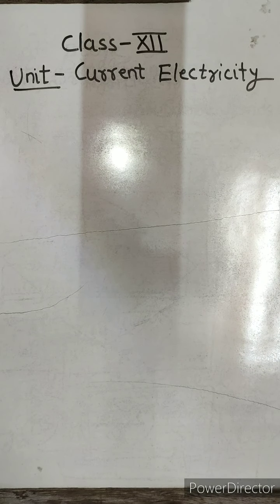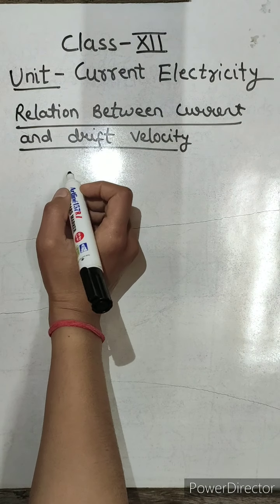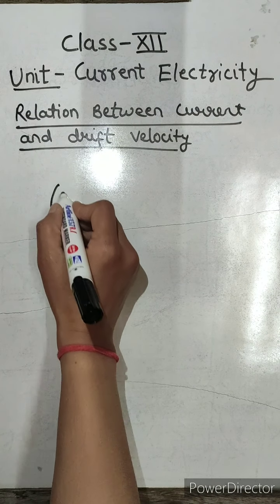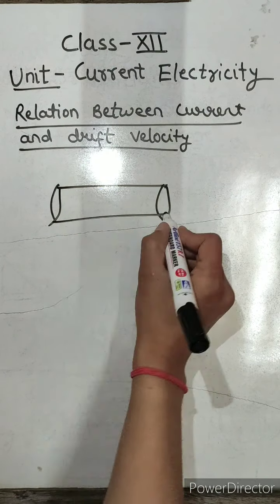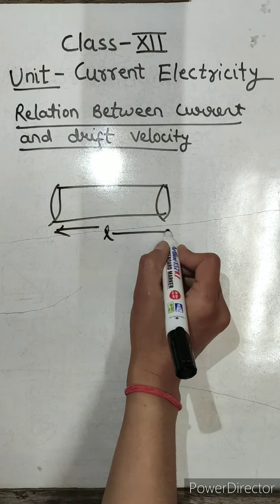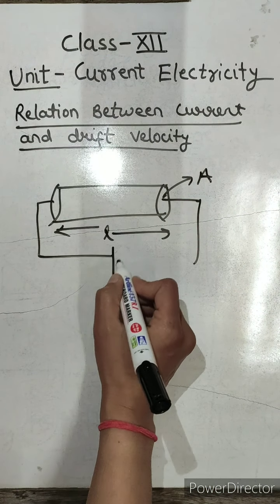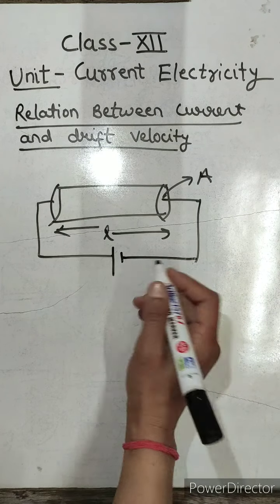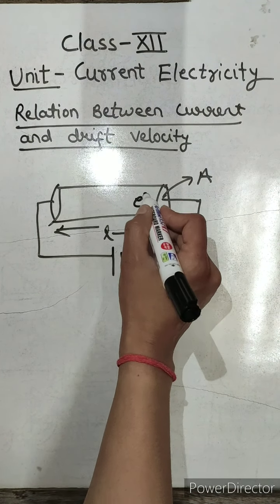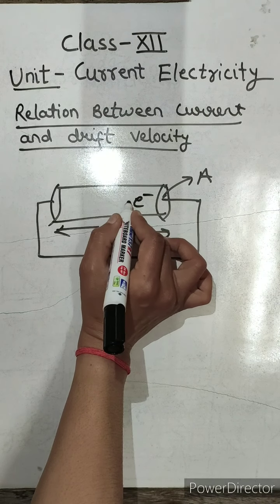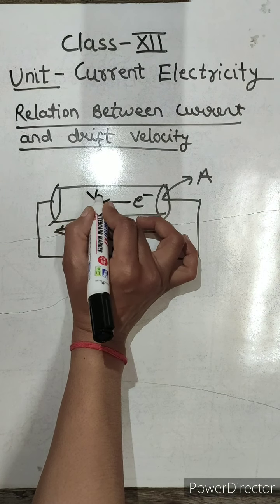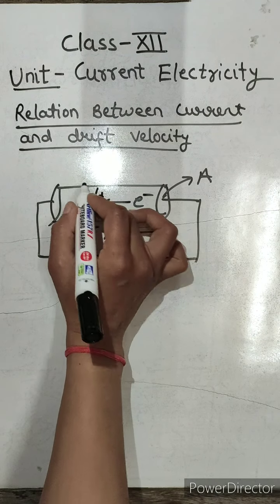In the previous video, we already got the expression for drift velocity. So today we will be finding out the relation between current and drift velocity. For this, let us take a conductor of length L, area of cross section A, and it is connected to an external supply so that an electric field can be generated in it. So the free electrons in this conductor will be moving with an average velocity called drift velocity. Let's name it Vd.